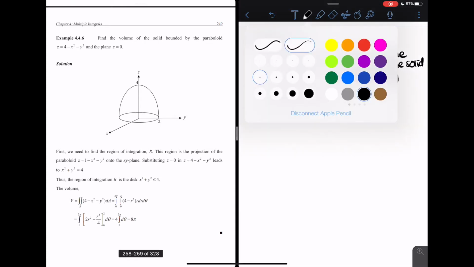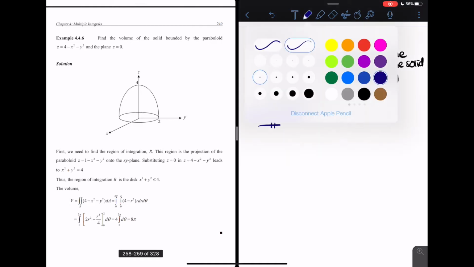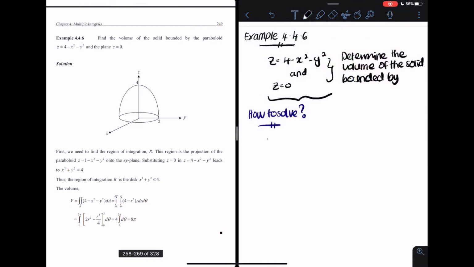So, how to solve this type of problem? Again, you have to recall the correct formula to solve this problem. And the question is asking us to determine the volume of the solid. Therefore, we have to use this formula, V is equal to double integral f(r, theta) r dr d theta.